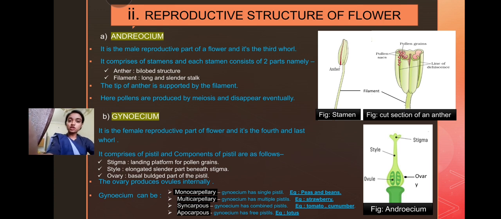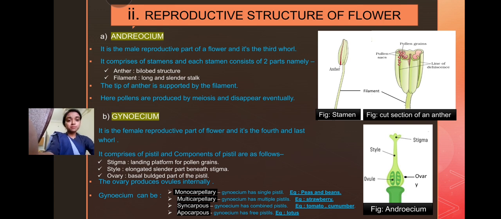Now the second is gynoecium. It is the female reproductive part of the flower and it's the fourth and the last whorl. It comprises the pistil, which includes stigma, style and ovary, and this can be seen in the diagram. The stigma is the landing platform for the pollen grains. Then the style is the elongated cylindrical part beneath the stigma. And the ovary is the basal bulged part of the pistil. The ovary produces ovules internally.